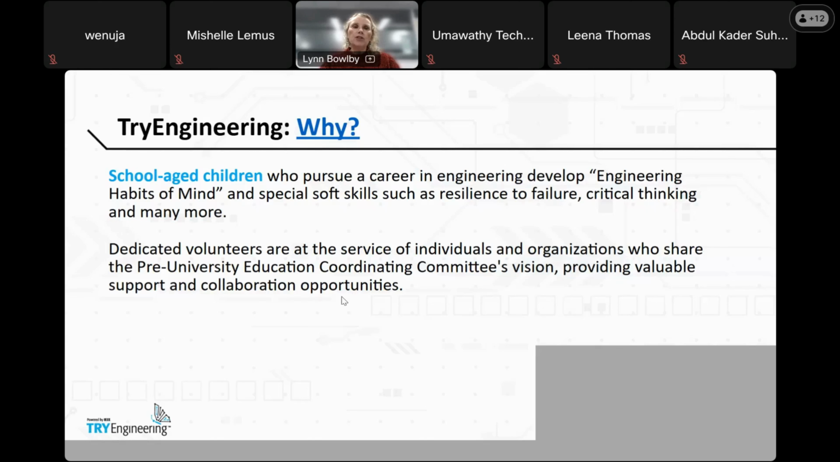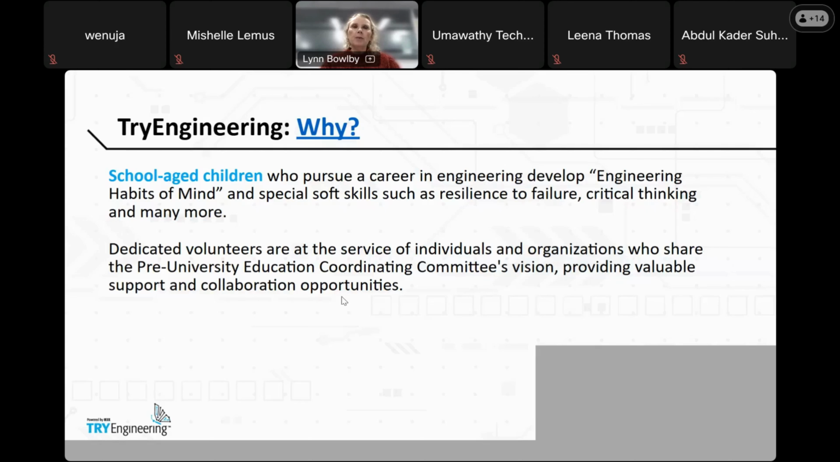We want you to understand that TryEngineering's resources are aimed at school-age children, not our university students. As a matter of fact, many of our volunteers doing STEM outreach are in fact university students themselves. So we want to clarify that that's what our TryEngineering resources are. Dedicated volunteers such as yourself are at the service of individuals and organizations who share the Pre-University Education Coordinating Committee, which is the committee that oversees the TryEngineering website, as well as the other TryEngineering programs that we have available, providing support and collaboration opportunities.